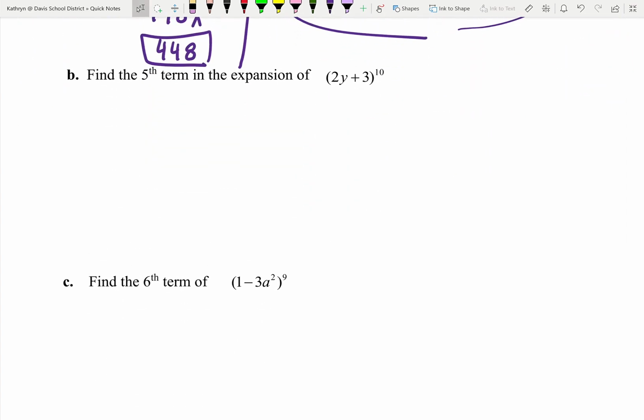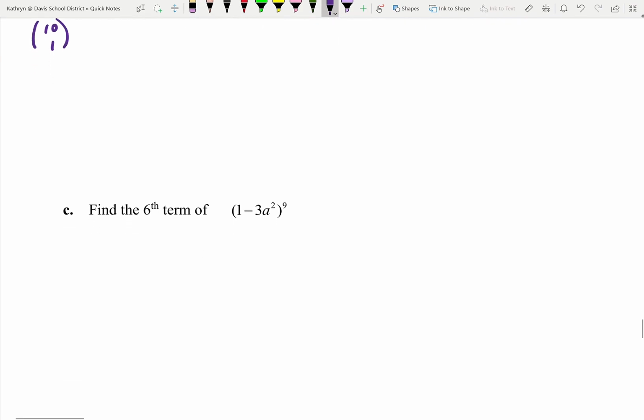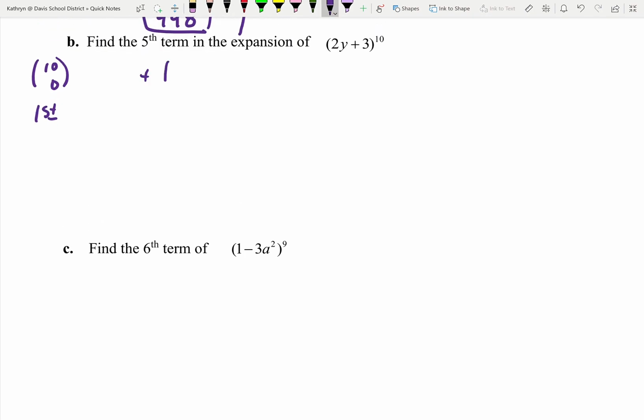Find the 5th term. Now this one's a little different. Okay, here's what you have to know. I am going to write out a little so that you understand. The first term is 10, 0. That's the first term. The second term is 10, 1. The third term is 10, 2.